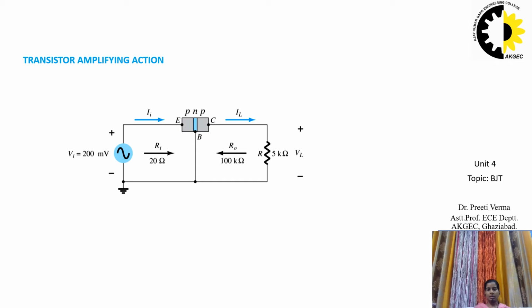The current amplification IC upon IE is always less than 1 for the common base configuration. So this characteristic should be obvious, since IC is equal to alpha IE and alpha is always less than 1. The basic amplifying action is produced by transferring a current I from a low to a high resistance circuit.